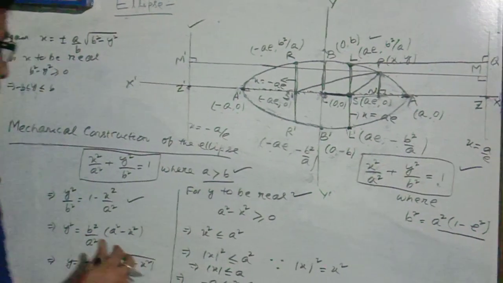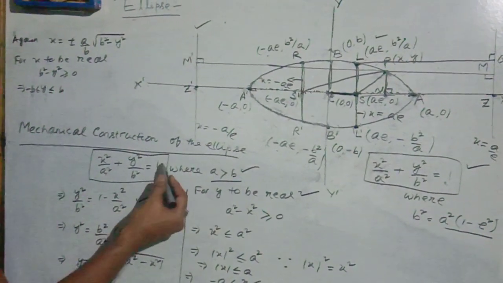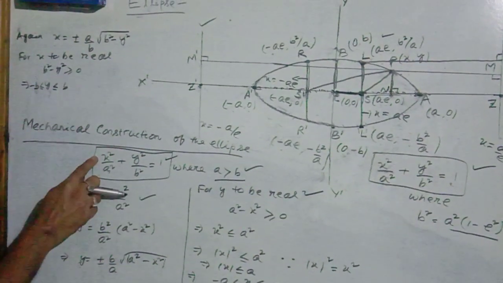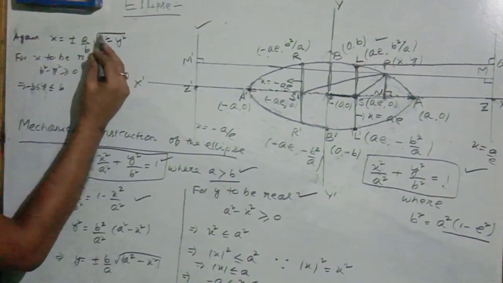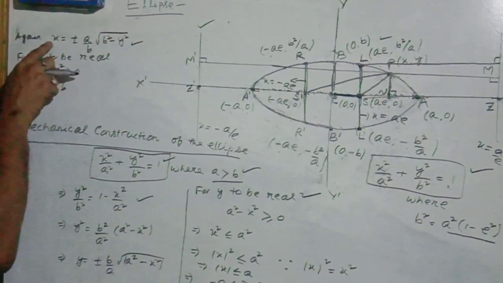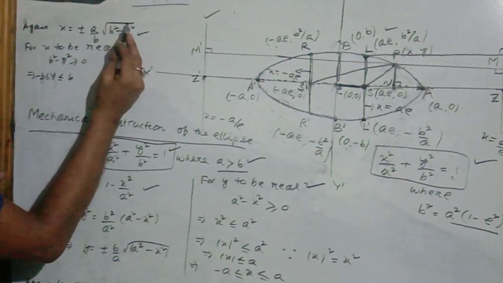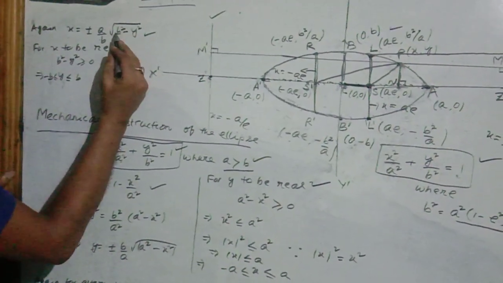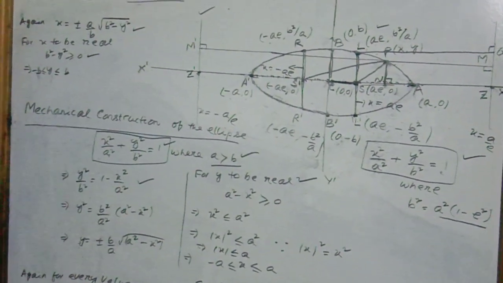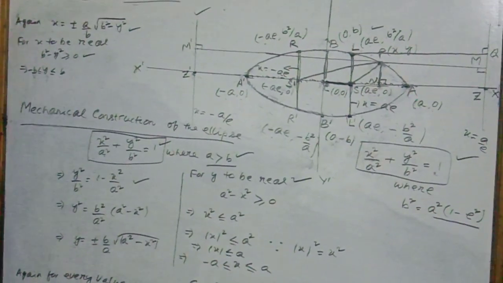Again here you see that from the equation of the ellipse x²/a² + y²/b² = 1, we can have that x = ±(a/b)√(b² − y²). Now again I can say for x to be real, the quantity under the square root sign, that means b² − y², should be greater than or equal to 0, which implies that y must be greater than or equal to −b and less than or equal to +b.